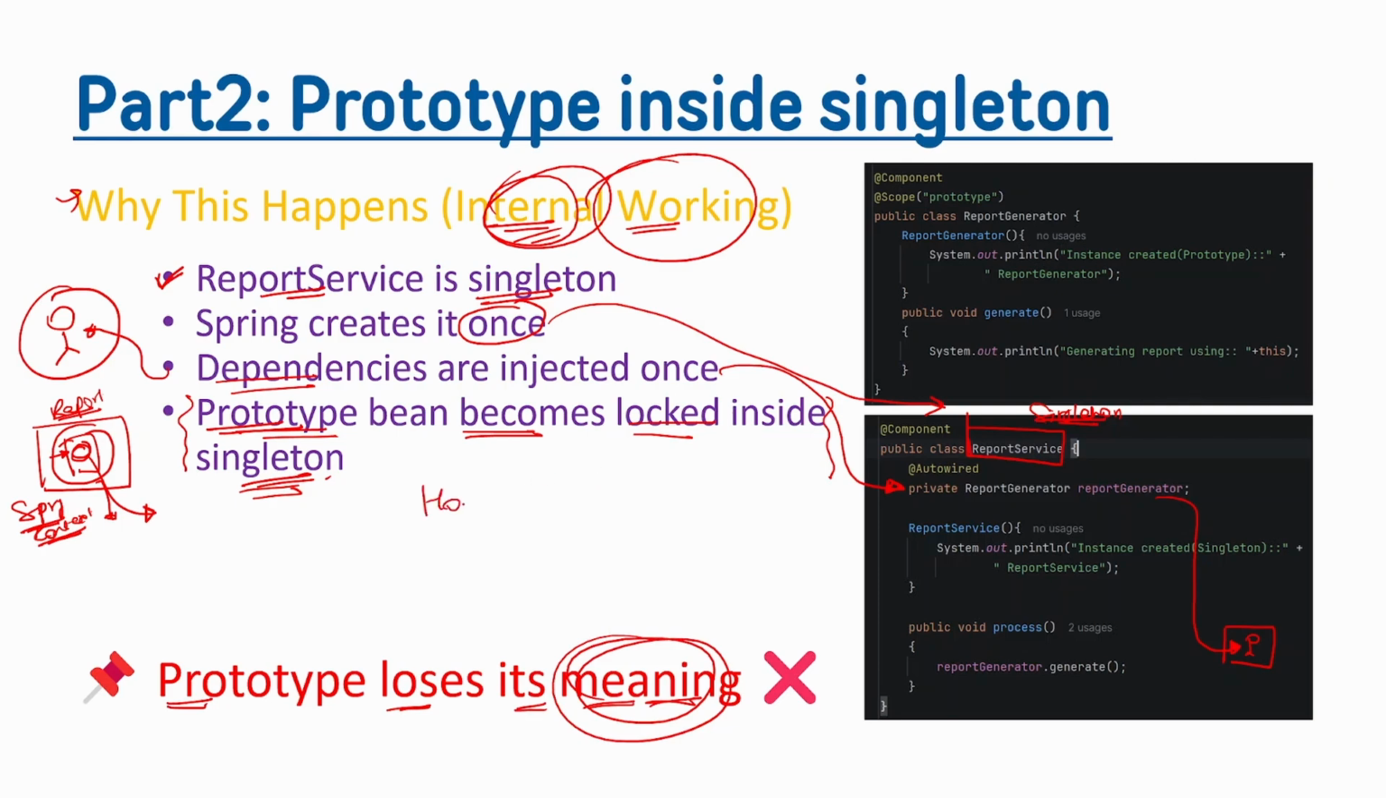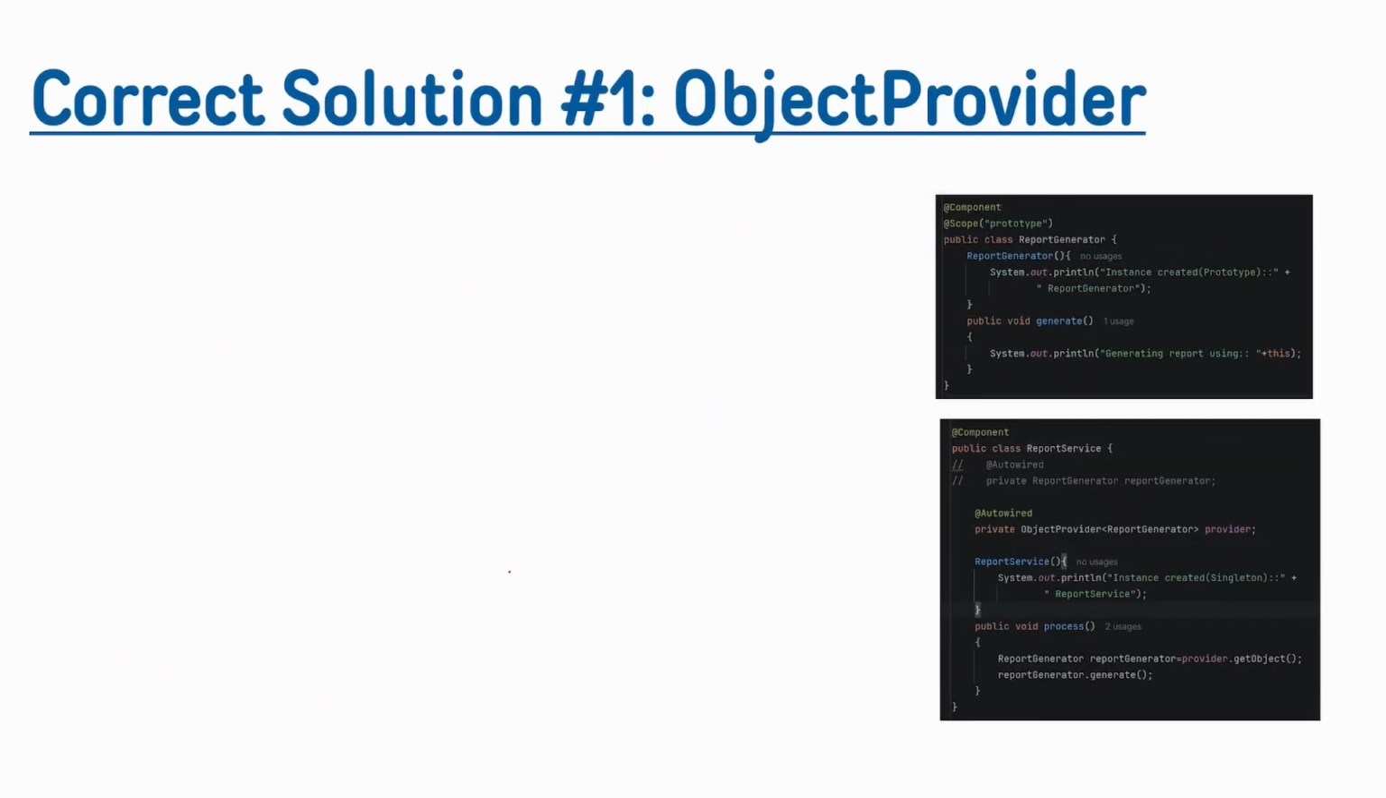So how can we avoid or solve this problem? We can solve this problem using two methods. Let's see the first one. This problem can be solved using the object provider method. Let's see how.